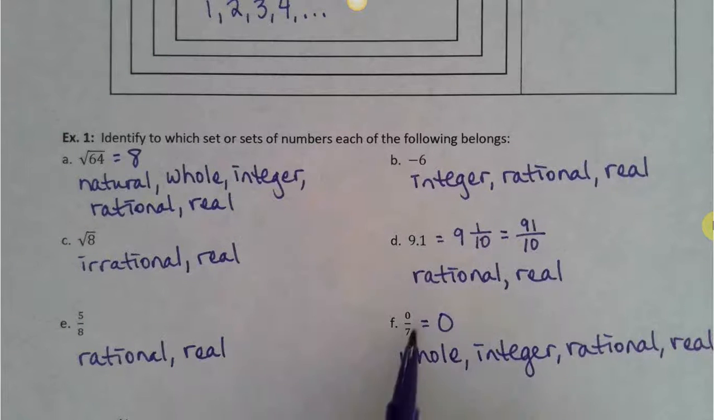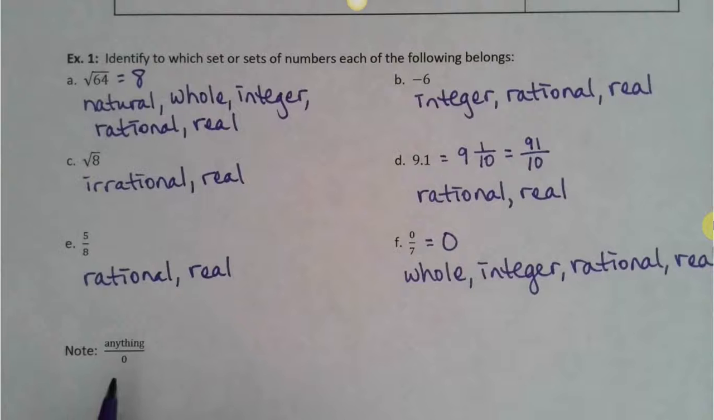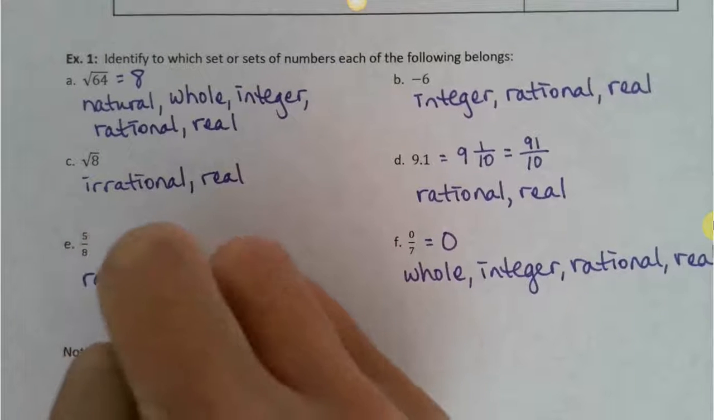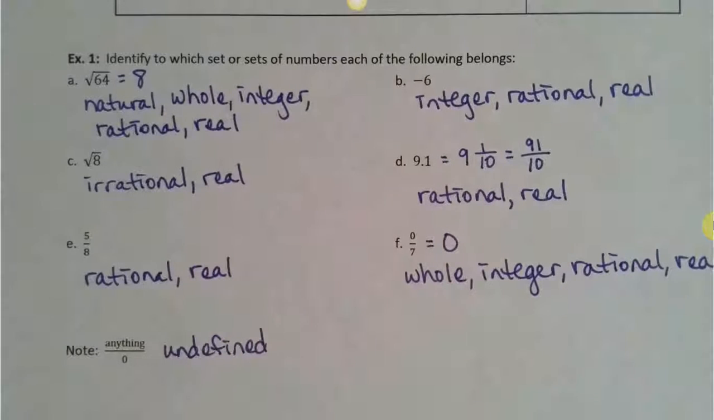Now notice we said that 0 divided by 7 is 0, and in fact 0 divided by any number other than itself is going to be 0. But if we have a number divided by 0, or a fraction with a 0 on the bottom, that we cannot do. So in this case, we would say this number is undefined. This is not a real number, and it does not fit into any of the categories that we talked about up here.